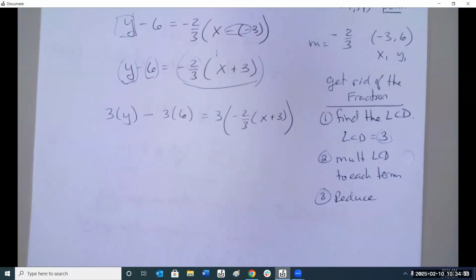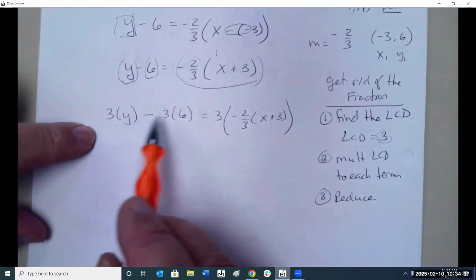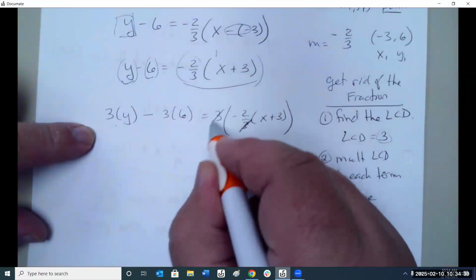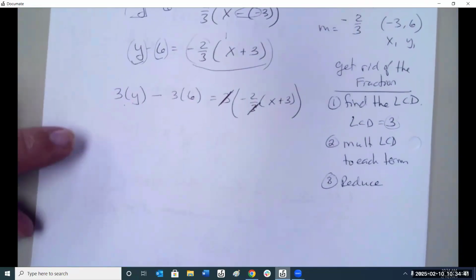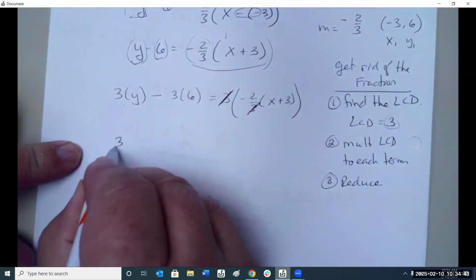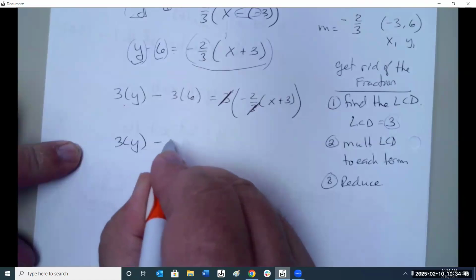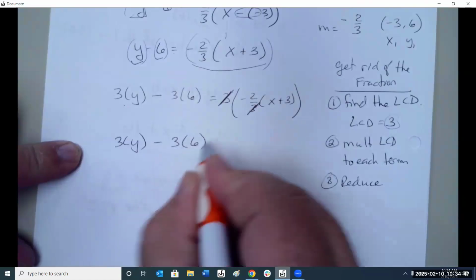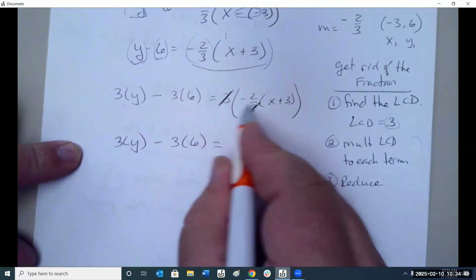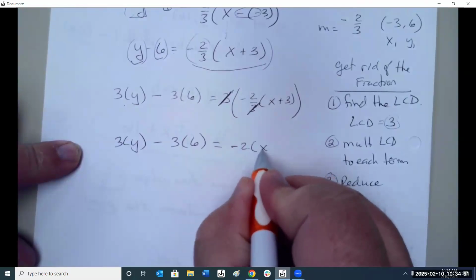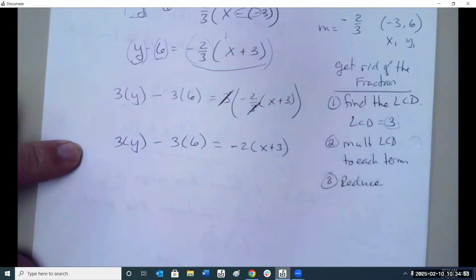Always reduce before you multiply fractions. Nothing here, so the 3's here can cancel. So that gives us 3y, 3 times 6, nothing in front, so it's negative, 2x plus 3.